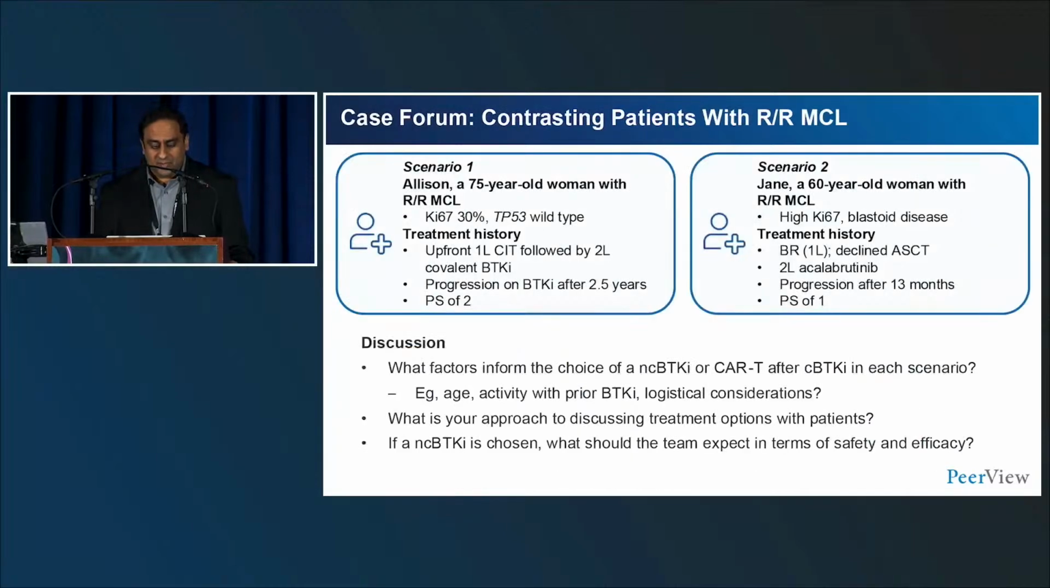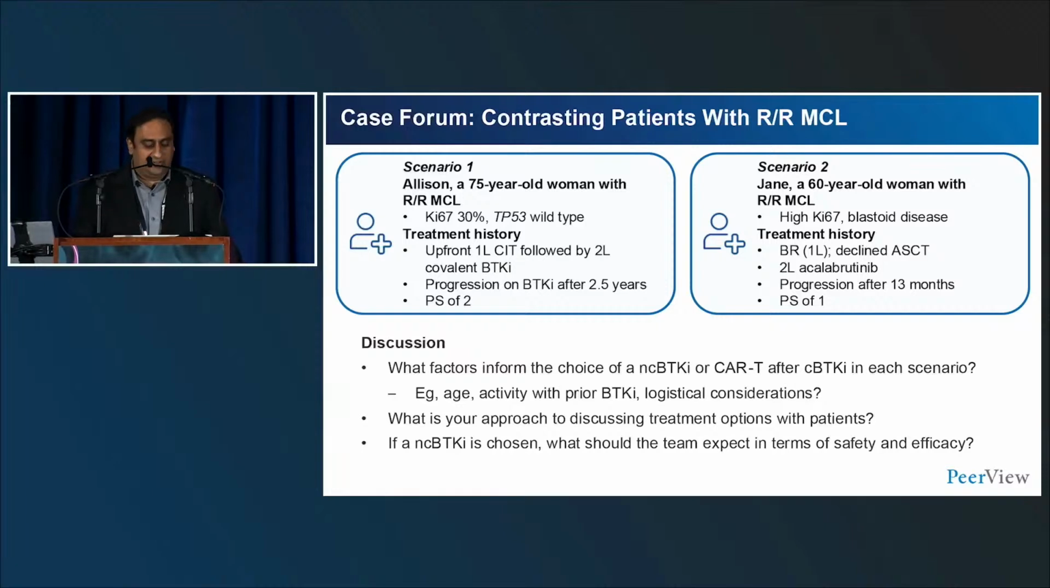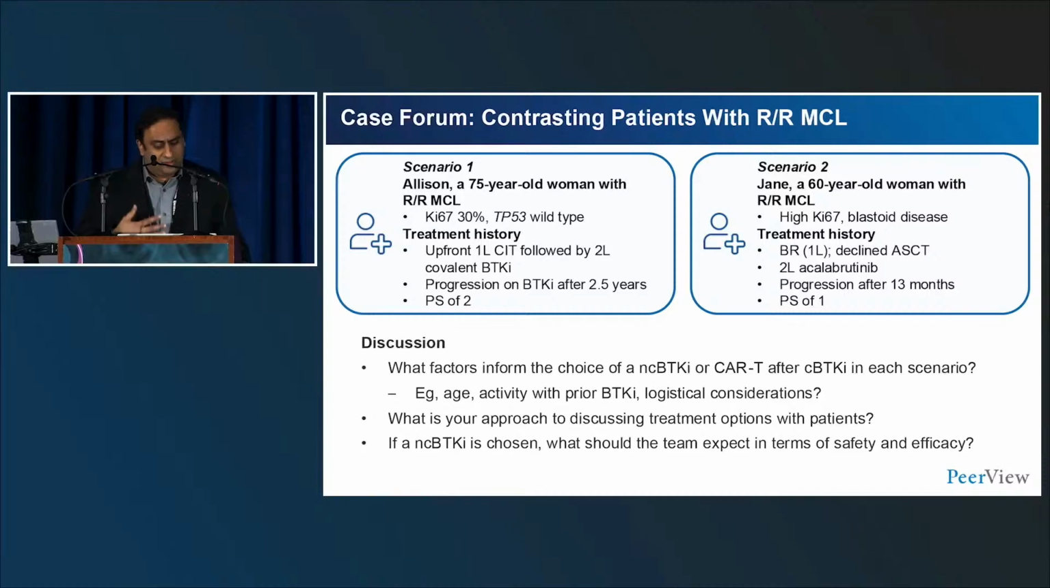So, really quickly, I'm just going to go through these 2 quick cases with you, Krish. We have 2 patients here. One's 75, one is 60. The 75-year-old has indolent mantle cell, got chemoimmunotherapy, got 2 years of covalent, got a long remission, and has a performance score of 2, but is 75. We have a younger woman here, high Ki-67, high blastoid disease, got second-line acalabrutinib, and progressed in 13 months. What are you doing for these 2 patients?